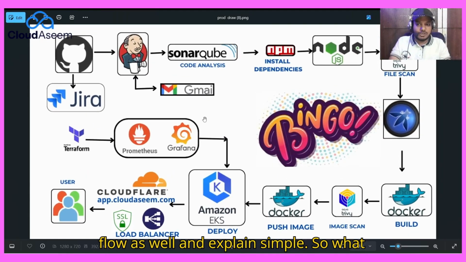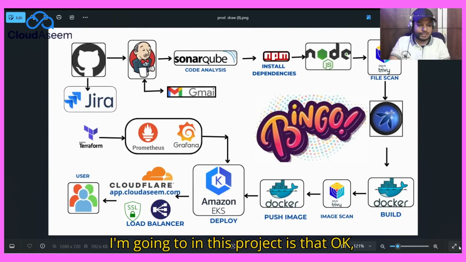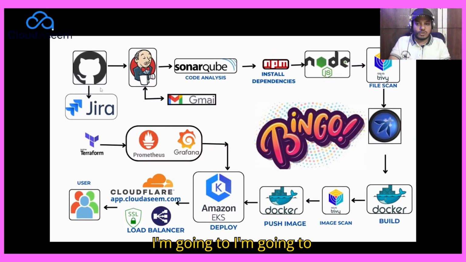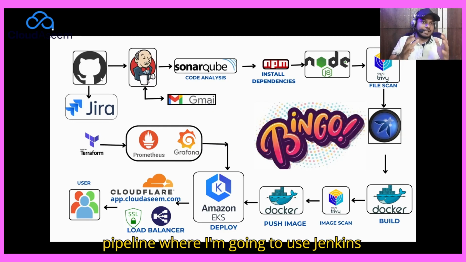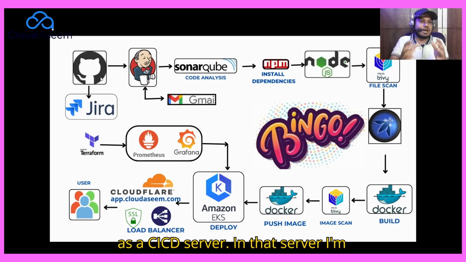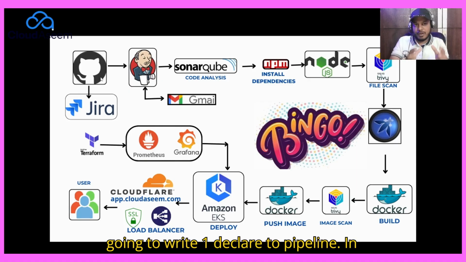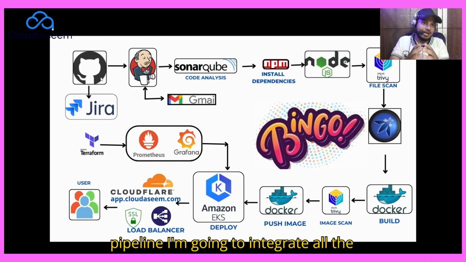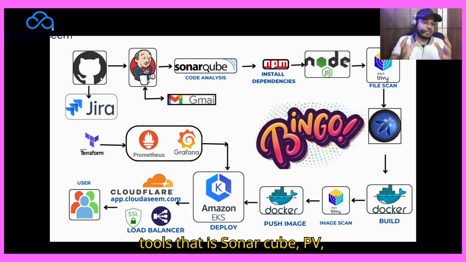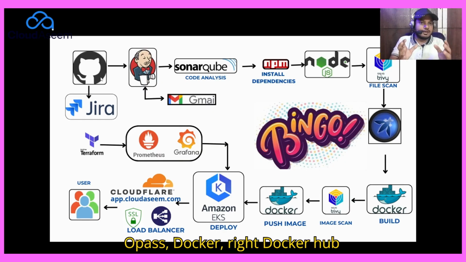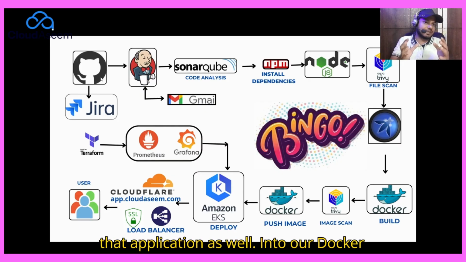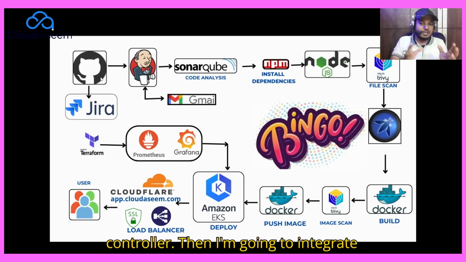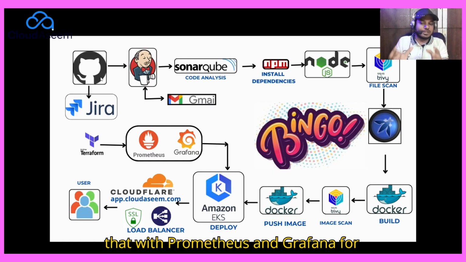Then I'll explain simply. In this project, I'm going to integrate GitHub with a CI/CD Jenkins pipeline, where I'm going to use Jenkins as the CI/CD server. In that server, I'm going to write one declarative pipeline. In the pipeline, I'm going to integrate all the tools: SonarQube, Trivy, OWASP, Docker, and Docker Hub credentials. Then I'm going to deploy that application into our Docker container as well. Then I'm going to integrate that with Prometheus and Grafana.